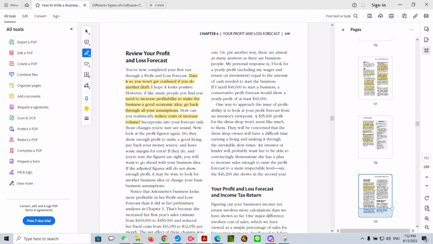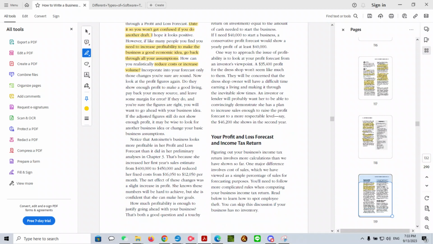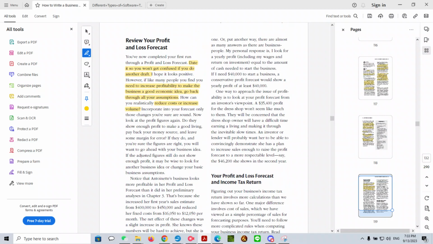Basically, if you want to make more profit, there are two ways, and/or: you can increase your revenue, which is increasing sales, or you can decrease your expenses, or you can do both. If you do both, your profit actually increases. But generally, it's either increasing revenue or decreasing expenses. This is the general idea.